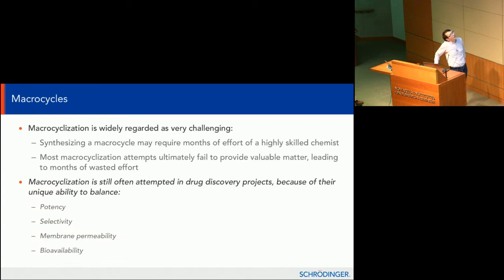Then I'm going to talk about macrocycles. So we know that macrocycles occupy a unique region in chemical space, bridging between small molecules and biological molecules like peptides and proteins. And in general, they are more difficult to make. However, due to their unique ability to balance various properties, including potency, selectivity, membrane permeability, and bioavailability, macrocycles are becoming a very important drug class, particularly for targets that are difficult to drug by small molecules, like the protein-protein interfaces I mentioned earlier.